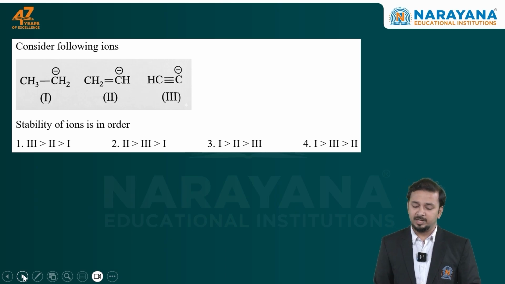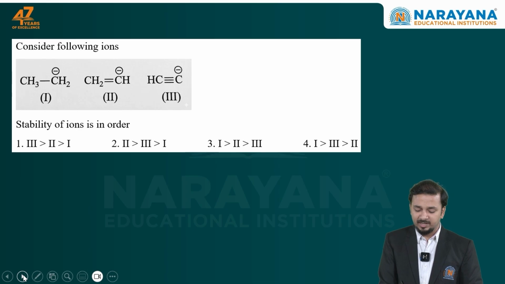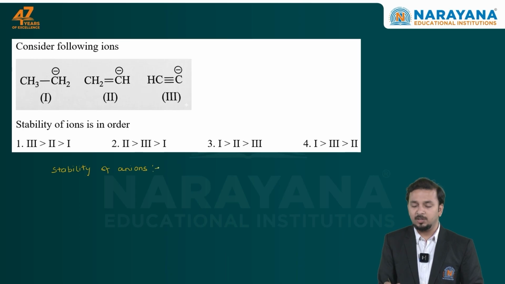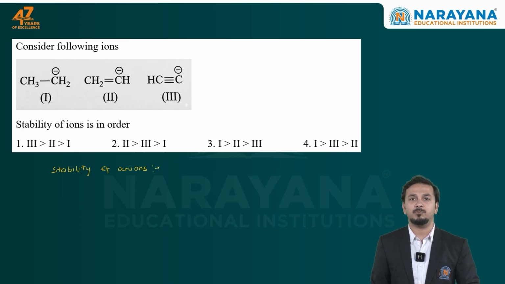Let's read the question. They have given 3 ions and they're asking what is the stability of ions. So the ions which they have given are carbanions. So basically they're asking the stability of carbanions, and we can see that negative charge is present on the same atom, that is carbon. But the difference in all these 3 cases is the hybridization or the S character.